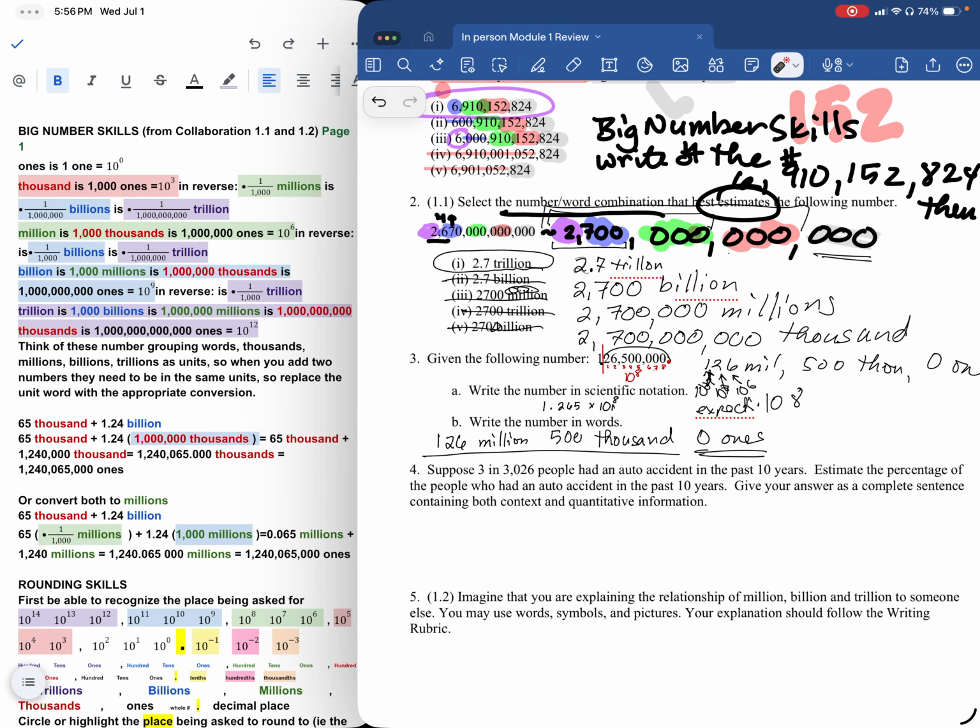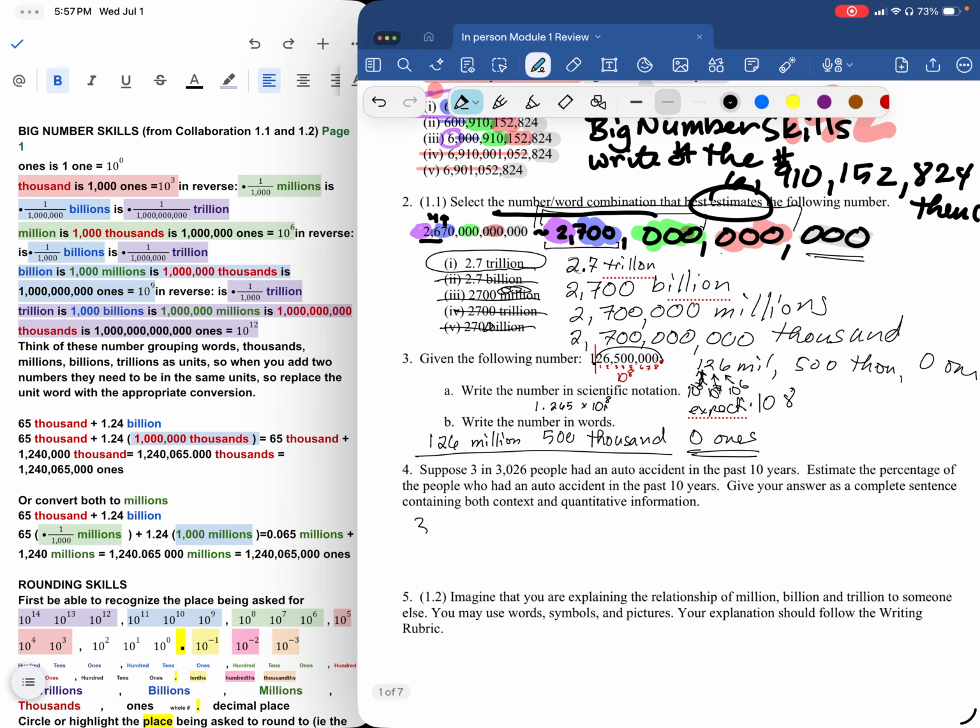And question 4. Suppose 3 in 3,026 people have an auto accident in 10 years. Estimate the percentage of people who have an auto accident in the past 10 years. So this is data. This is time. So the numbers we really need is we have 3 out of 3,026. They're saying estimate, so that means I can get nice numbers.